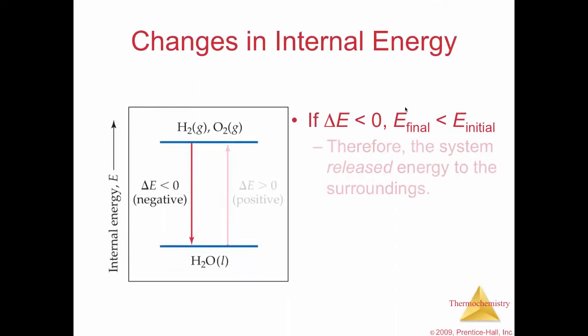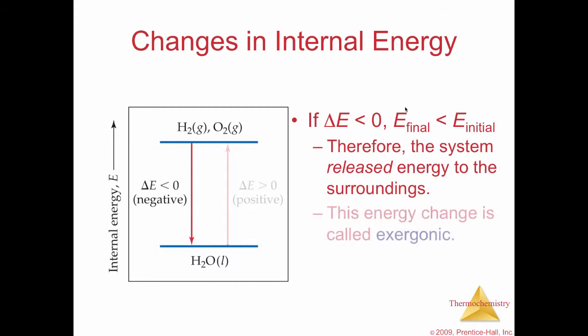If delta E is less than 0, then E final is less than E initial, and therefore the system released energy into the surroundings. This energy change is called exergonic, and we can think of two gases in a very high energy state condensing into a liquid at a lower energy state.